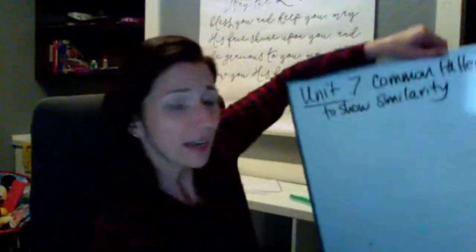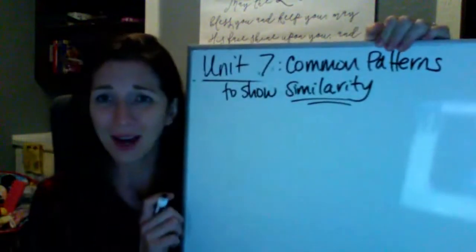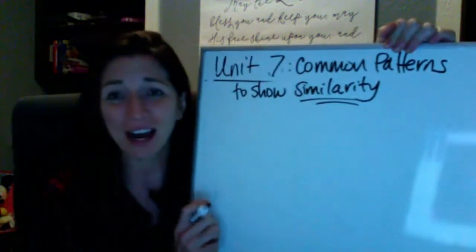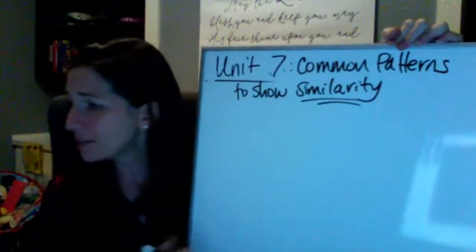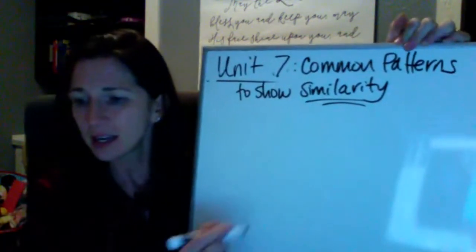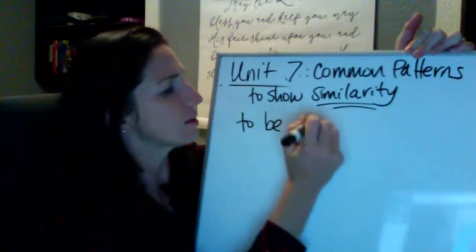These are actually noun phrases and different expressions that show similarity. So we did the one about differences back in Unit 5. Now today we're talking about similarity, and they're very similar. The first one that we're going to talk about is to be similar to. This is almost a verb phrase.